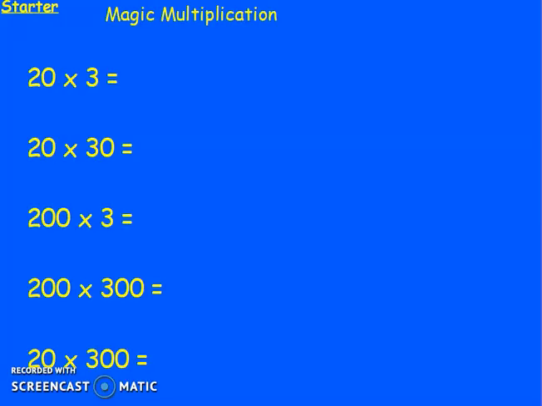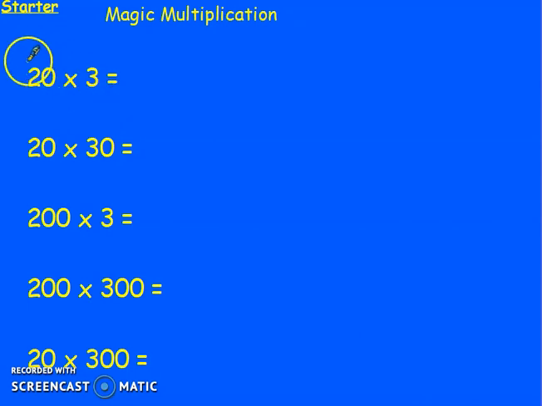Okay, let's make a start. Our starter activity is recapping on what we learnt last lesson, where we were doing magic multiplication. Can you remember how we drew those wizard hats to help us to work out these calculations? Let's have a look at these together.